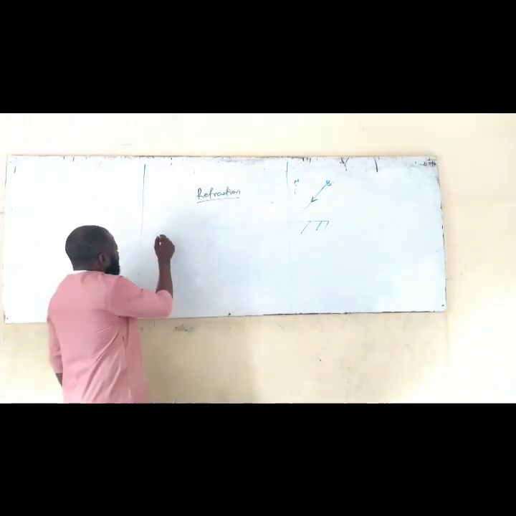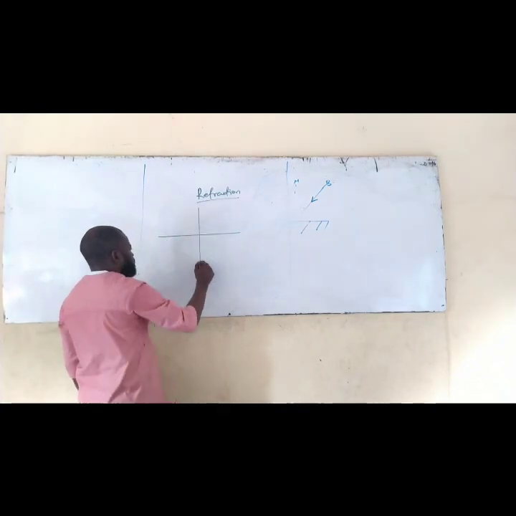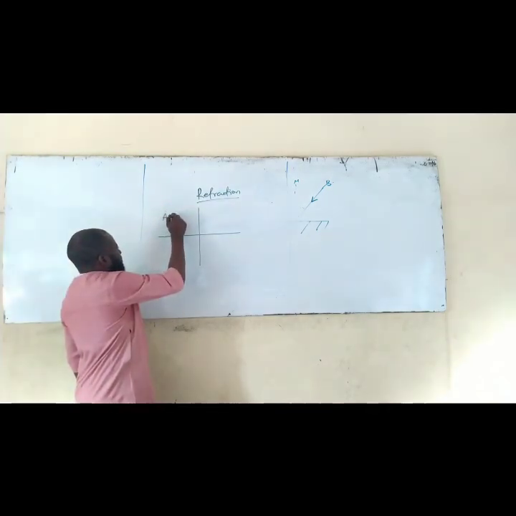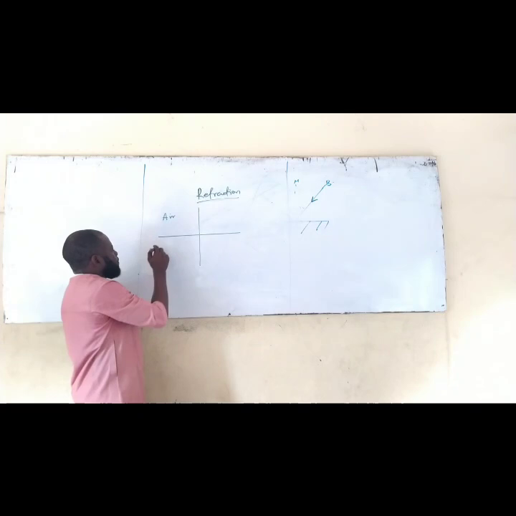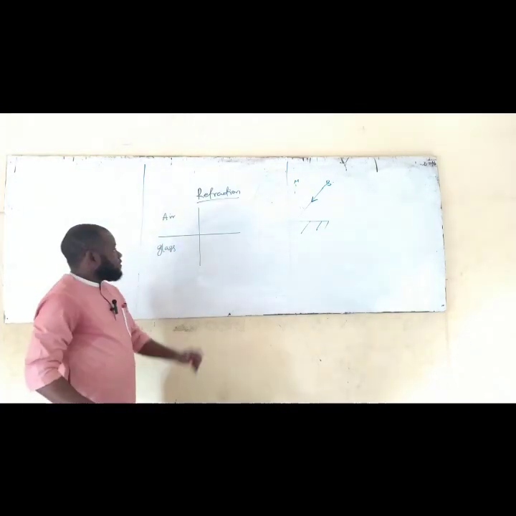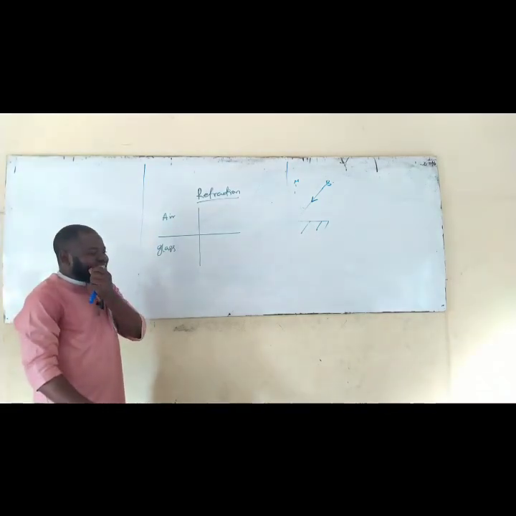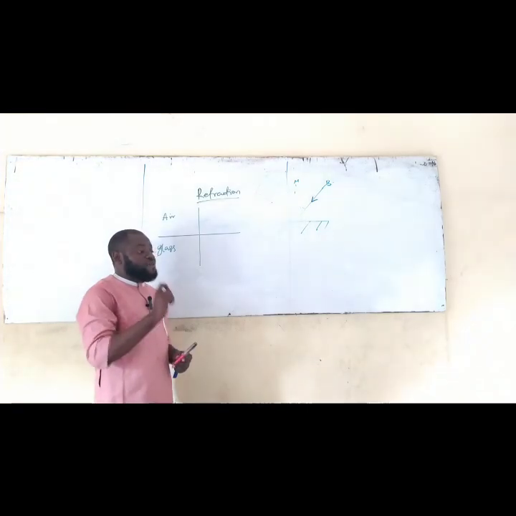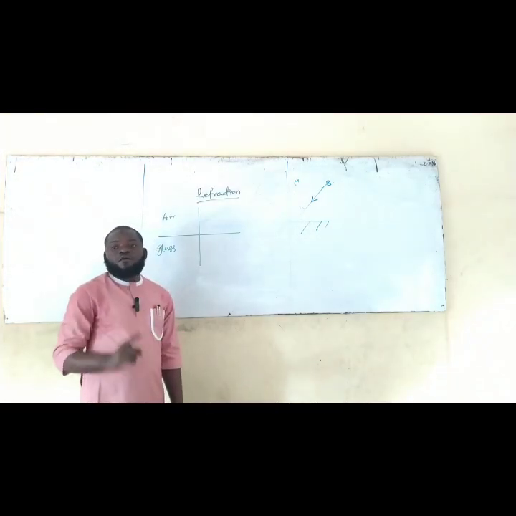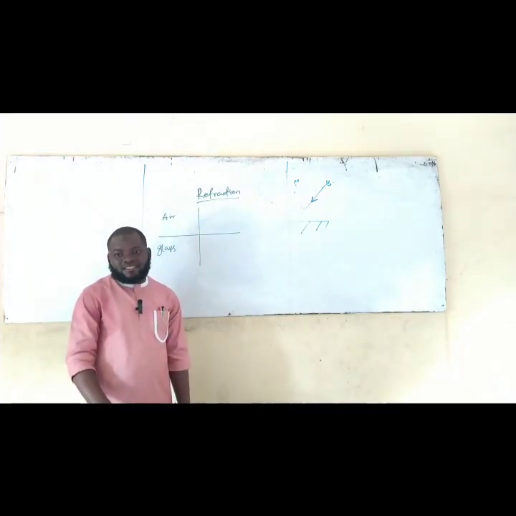So let's look at refraction. Let's take for instance that I have two mediums. Let me call this one air and call this one glass. Are we together, guys? Air and then glass. The first thing that you need to know about every medium is its refractive index. Are you getting it now?